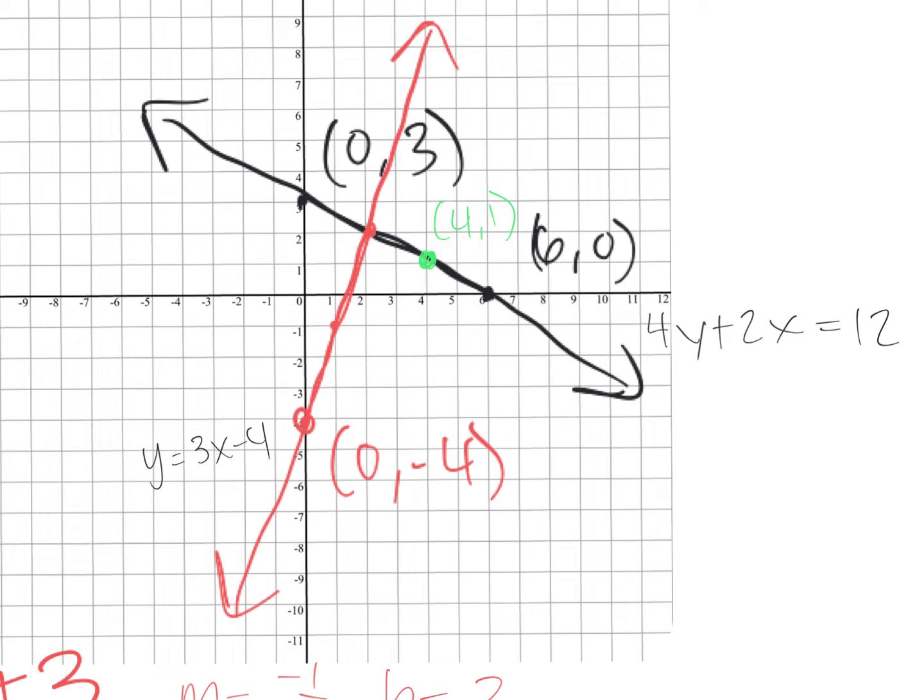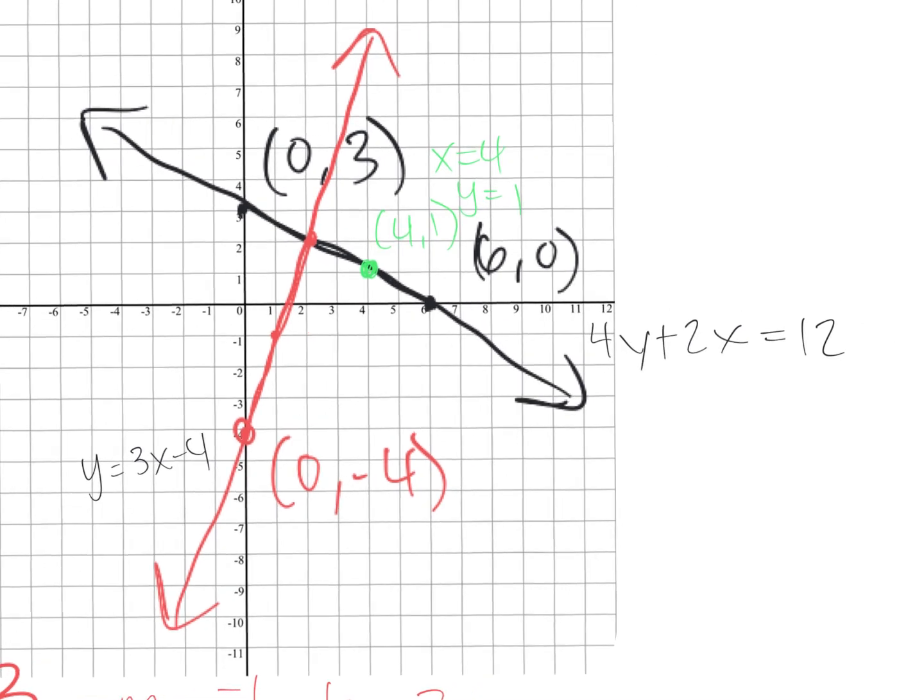Now, the whole idea behind this line says that if we pick any point on that black line, it should work when we plug it into the equation. Do you guys agree? So if I take 4, 1 and I make x 4 and I make y 1, because coordinates are x's and y's, and I plug it into my equation, it should work.